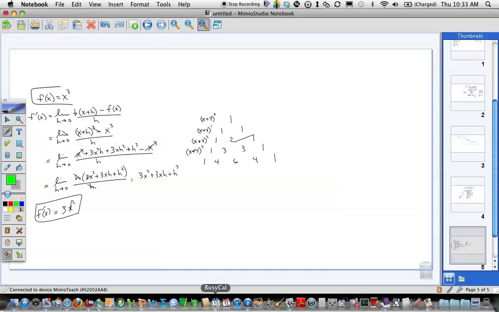If you didn't see the pattern before, maybe you see it now. If f was x cubed, f prime is 3x squared. Now, if f was x to the fourth, would f prime be 4x cubed? And the answer is yes. So, this rule is called the power rule for derivatives, and it will be the first of many derivative rules that we will learn.